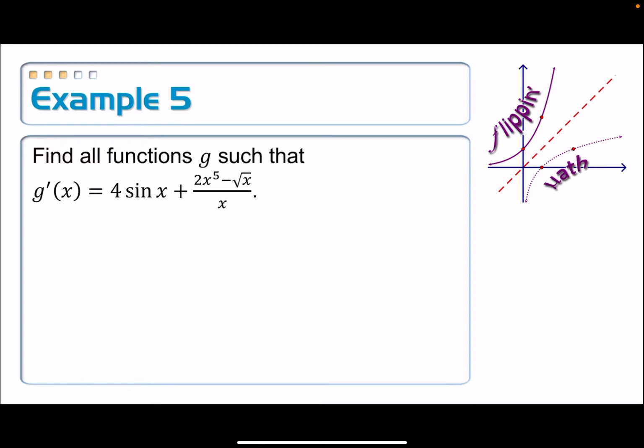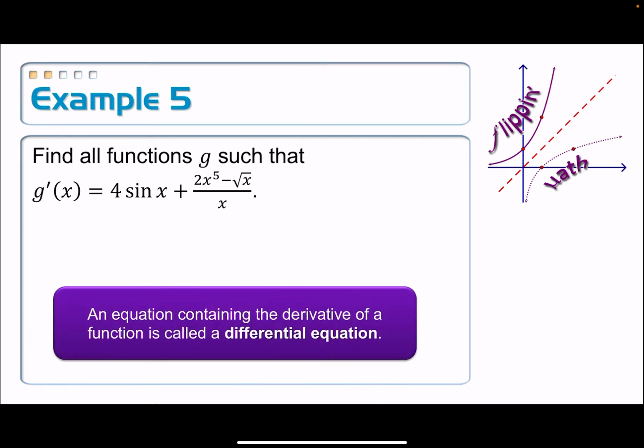All right, so the previous examples were kind of baby steps. Now we're all grown up. On example 5 here, find all functions g such that g prime of x is equal to 4 sine x plus what? 2x to the fifth minus the square root of x, all divided by x. Are you kidding me? Okay, well, of course, this thing is called a differential equation.